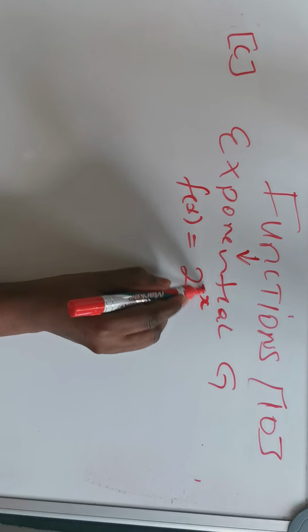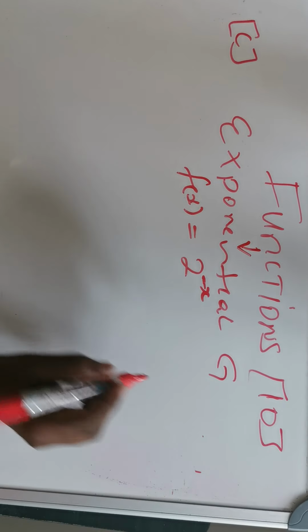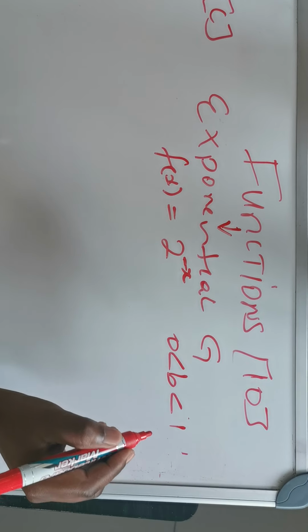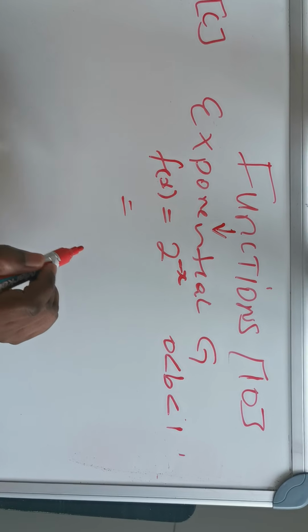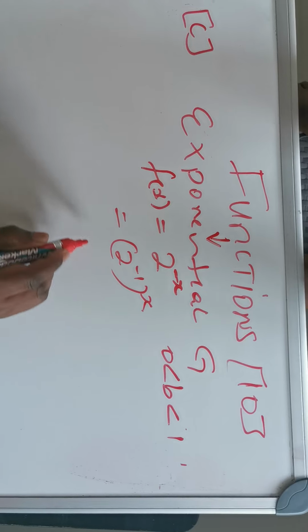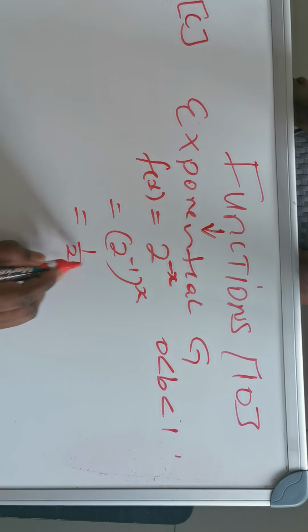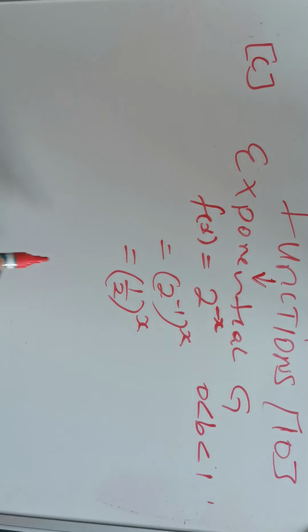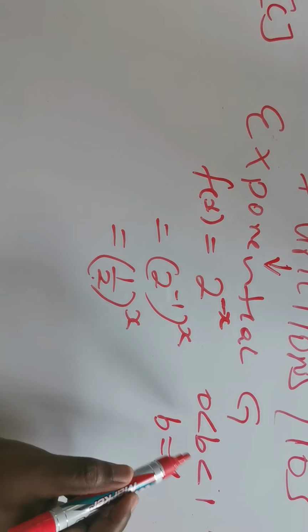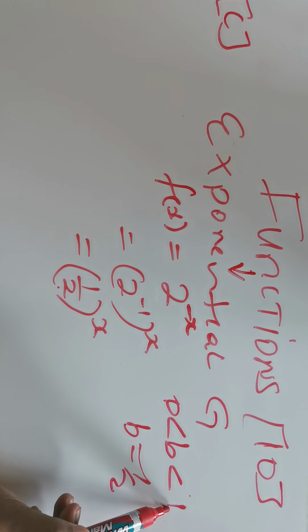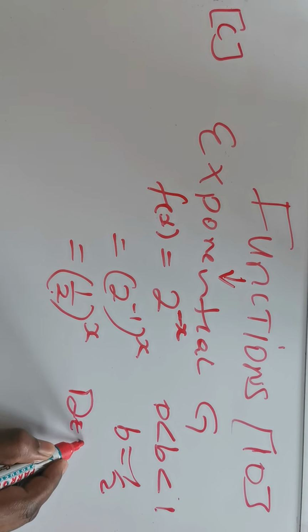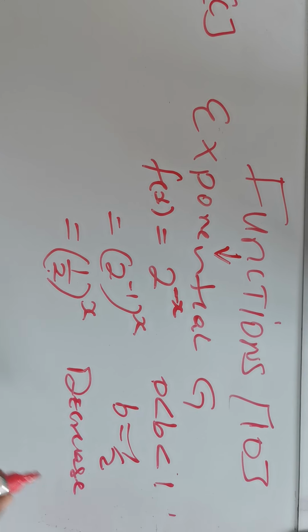Here we say our b is between 0 and 1. Why are we saying that? Because if you change this one, this is the same as 2 exponent negative 1 exponent x, which is 1 over 2 exponent x. And you can see you have half, which means your b is 1 over 2. So that is the value which is between 0 and 1. And if it is like that, it means that our function will obviously decrease.